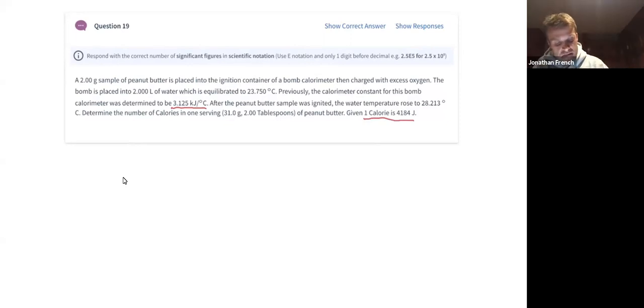So all we really have to do is find the energy released from the 2 grams of peanut butter. And then once we get that, we're just going to do a conversion, basically saying, okay, I don't have 2 grams anymore, I have 31 grams. So we're going to multiply that to give us the overall energy in 31 grams.